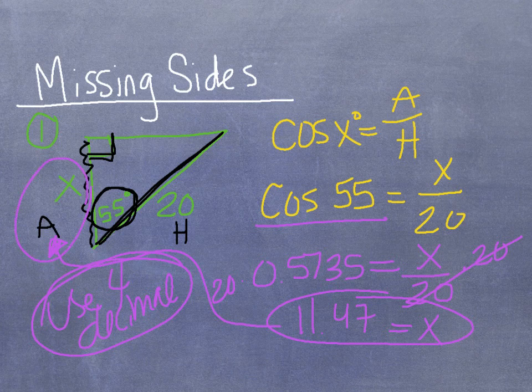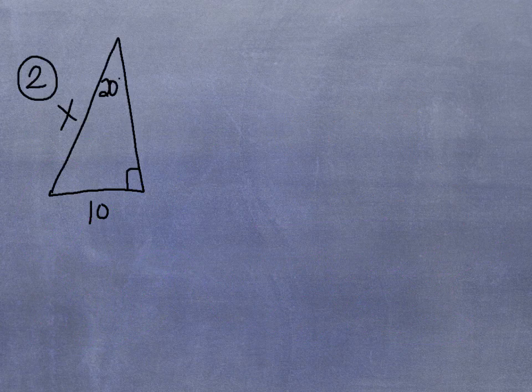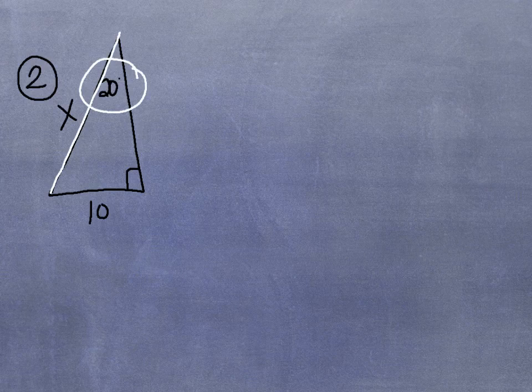Alright, let's try one more missing side. Same thing, let's circle our point of reference. Our point of reference is always the angle, which is 20 degrees. Next, step 2 is to determine the two sides and how they relate to the 20 degrees. X is your hypotenuse, and the 10 is going to be the opposite side. Hopefully you thought of that before I wrote it down. So what function uses opposite and hypotenuse? Your sine.